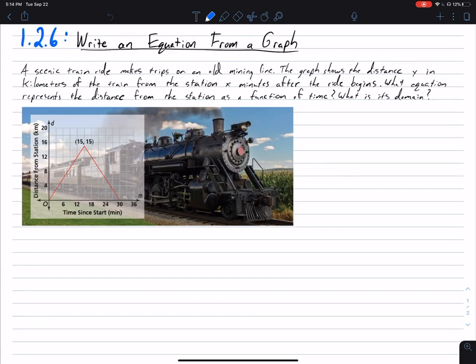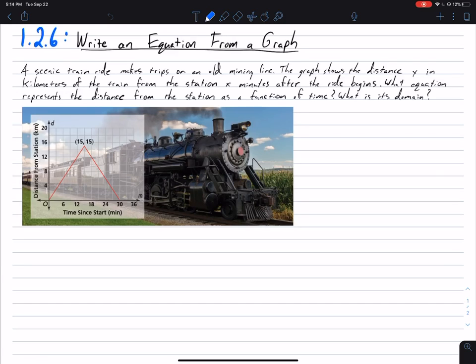All right, in this problem 1.2.6, write an equation from a graph. We're told a scenic train ride makes trips on an old mining line. The graph shows the distance y in kilometers of the train from the station x minutes after the ride begins. What equation represents the distance from the station as a function of time, and what is its domain? All right, so they're looking for us to come up with an equation based on this graph.